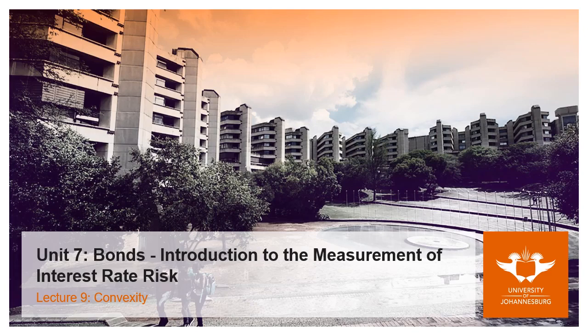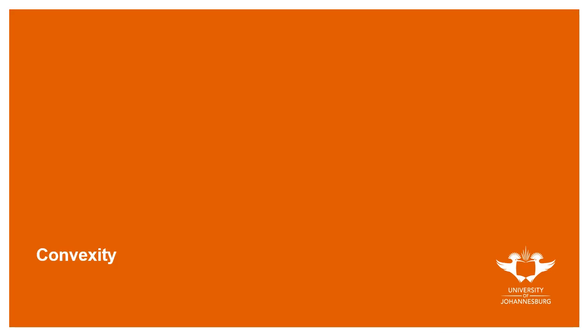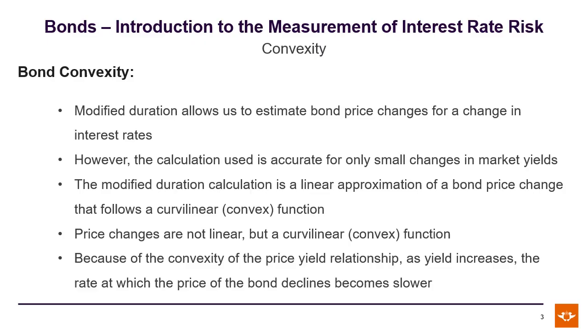Unit 7, Bonds, Introduction to the Measurement of Interest Rate Risk, Lecture 9, Convexity. Now up to this point we've only used duration to estimate the change in a bond's price when yields change.